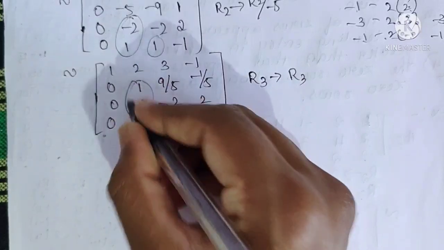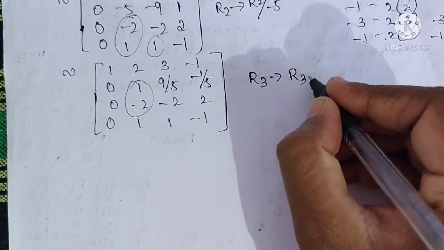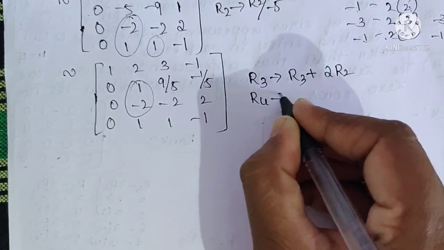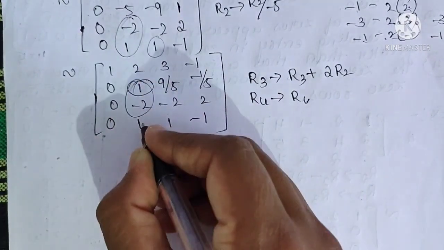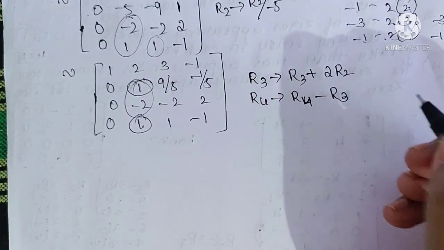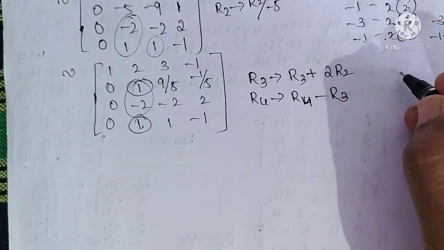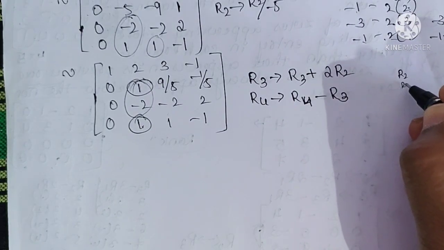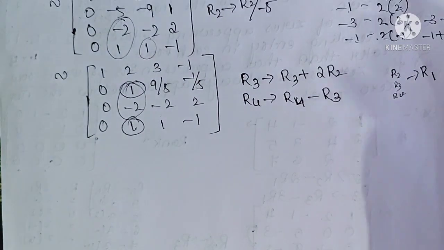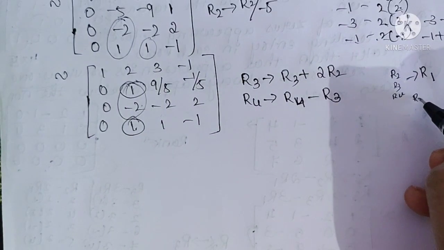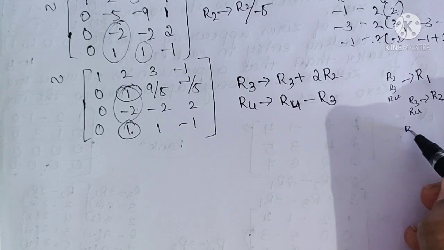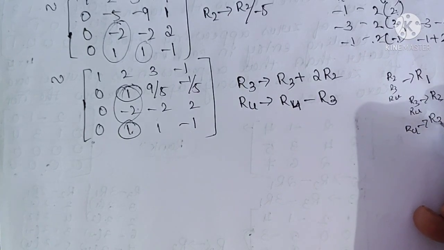See here, elements are having different signs. Different signs means you add 2 into row 2, and row 4 changes to row 4 minus row 3, since the row 4 element and row 2 element are the same. First you have to take transformations of row 2, row 3, row 4 with reference of row 1. Next we have to consider row 3 and row 4 transformation with the reference of row 2. Again you consider row 4 transformation with reference of row 3.